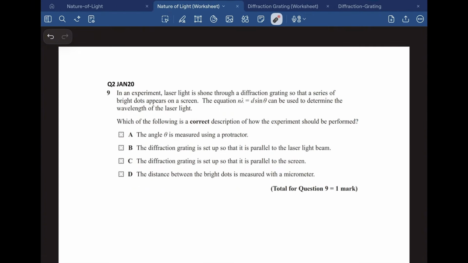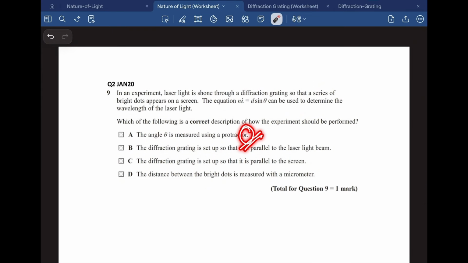This is a diffraction grating question from January 2020. It says, in an experiment, laser light is shone through a diffraction grating so that a series of bright dots appear on a screen. The equation nλ = d sin θ can be used to determine the wavelength of the laser light. Which of the following is a correct description of how the experiment should be performed? The first part says the angle theta is measured using a protractor.